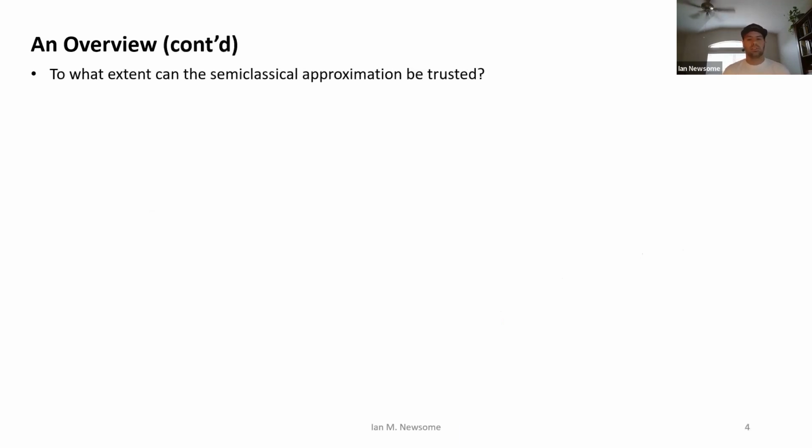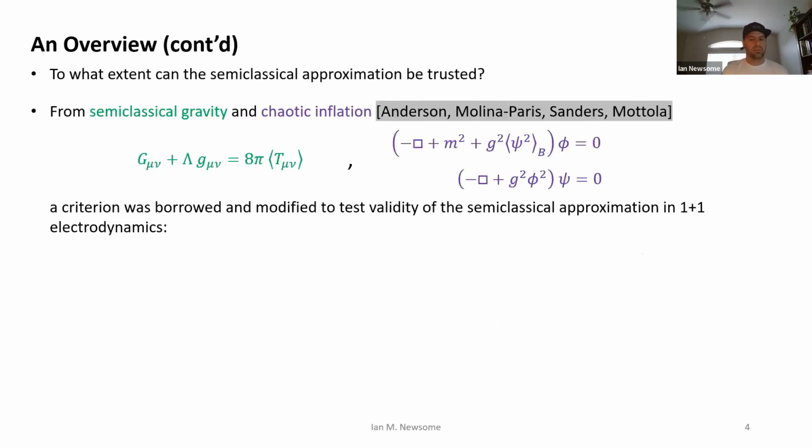So given the nature of the semiclassical system considered here, a natural question is, when can this approximation be trusted? Or to put it another way, what is the range of its validity? Now, a criterion for the validity was originally developed for the case of semiclassical gravity and later applied to chaotic inflation models, with the characteristic dynamical equations for each given by their respective colors here. Here I utilize a modified version of that criterion for the case of 2D electrodynamics.